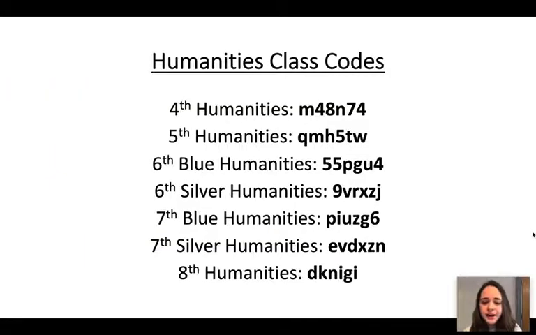Like I said, humanities teachers will be reaching out to students with their humanities class codes for Edmodo. However, if you don't have your code handy or if you misplaced it, here is everyone's class codes. If you need to pause the screen, you can do that and make sure you have the correct code. If you're in 6th or 7th grade, there's a separate class code depending on whether you are in blue or silver.